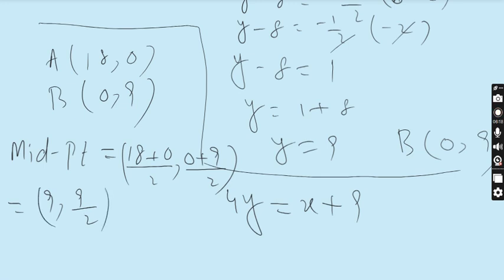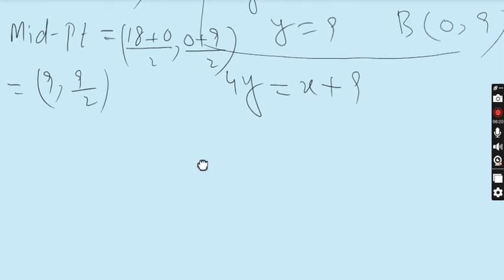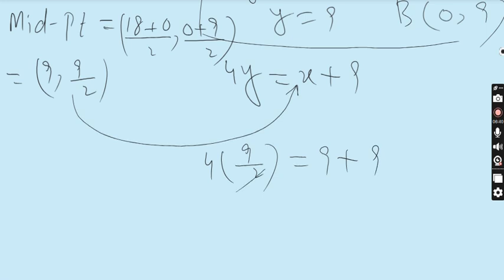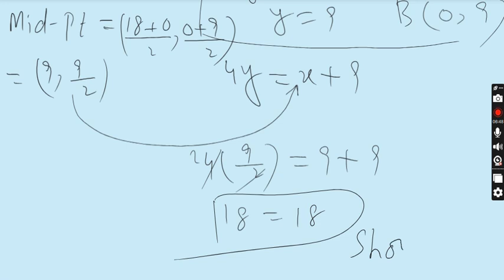Now we have to show that this midpoint (9, 9 upon 2) must satisfy this equation of a straight line. So we have to put the value of x and y in this equation. 4 multiplied by y, y is 9 upon 2, x is 9 plus 9. 2 to the 4, 9 to the 18, is equal to 9 plus 9, which is 18. So this is our answer. We have shown that this midpoint satisfies the given straight line.